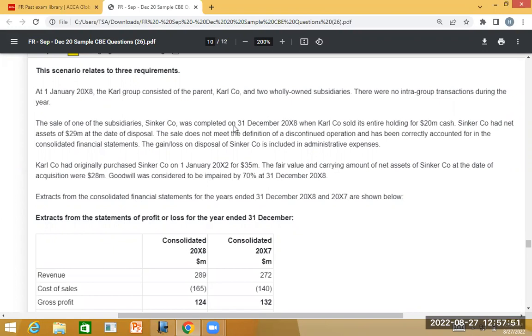Okay. Carl had originally purchased Sinker on 1st January 2002 for 35 million. The fair value and the carrying amount of net assets of Sinker at the date of acquisition was 28 million. Goodwill was considered to be impaired by 70%. Goodwill of the Sinker was impaired by 70% at 31st December 2008. So there is an impairment loss that has been charged in the current administration expense. And it will obviously affect the comparison, because previously we did not have an impairment loss in the previous year, but currently we have charged an impairment loss for 70% of the value of the goodwill.